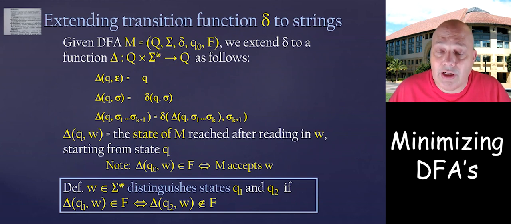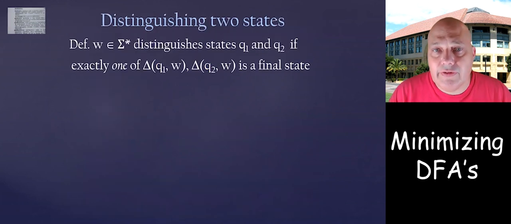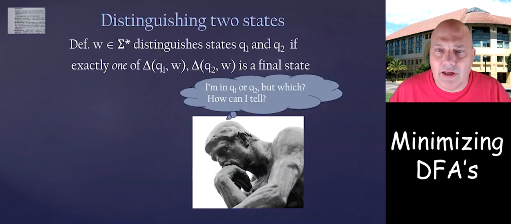It shows that they are actually different and have a different function. Put differently, W distinguishes these states if exactly one of delta of Q1 and W and delta of Q2 and W is a final state, is an accept state. This definition can be interpreted as follows. So imagine that you have a finite automaton, and it knows that it's either in Q1 or Q2 and doesn't know in which one it is.